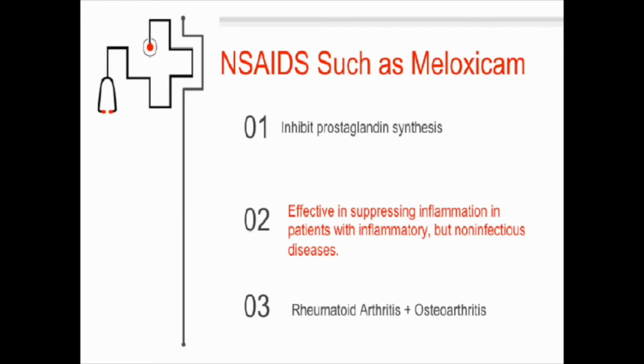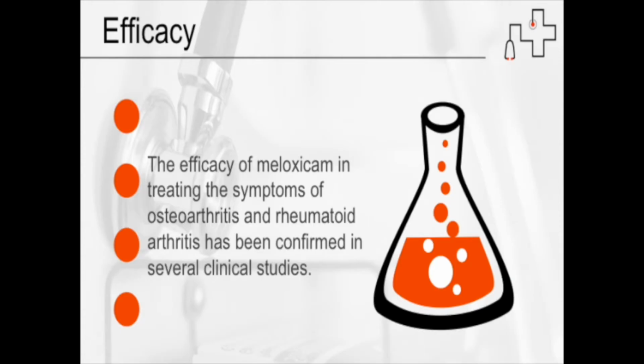Drugs such as meloxicam that inhibit prostaglandin synthesis are effective in suppressing inflammation in patients with inflammatory but non-infectious diseases such as rheumatoid arthritis and osteoarthritis. The efficacy of meloxicam in treating the symptoms of osteoarthritis and rheumatoid arthritis has been confirmed in several clinical studies.